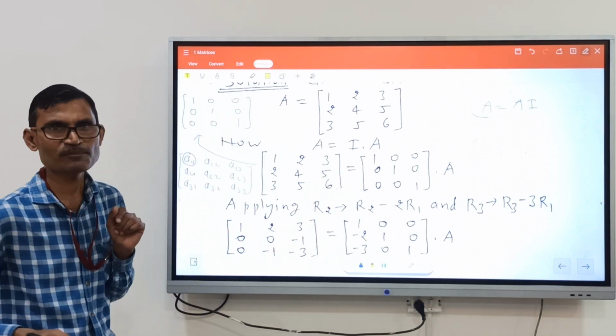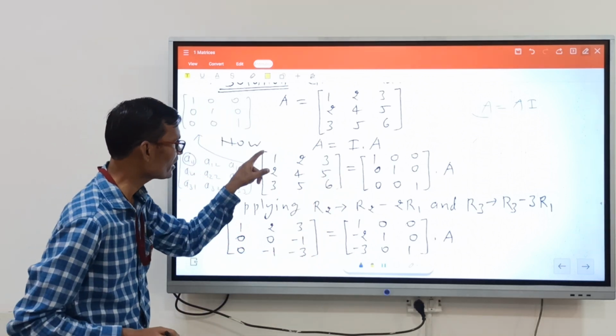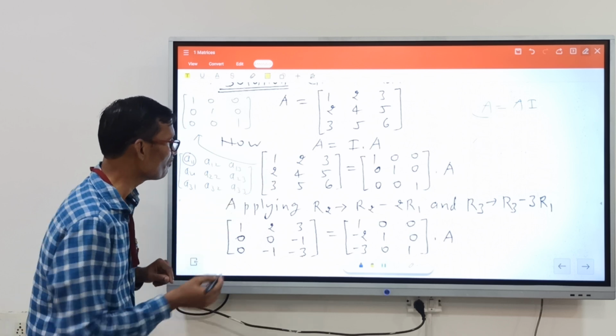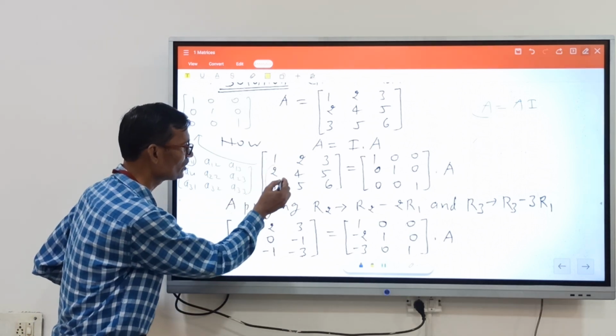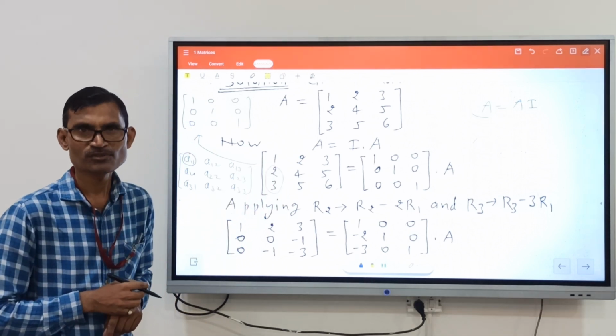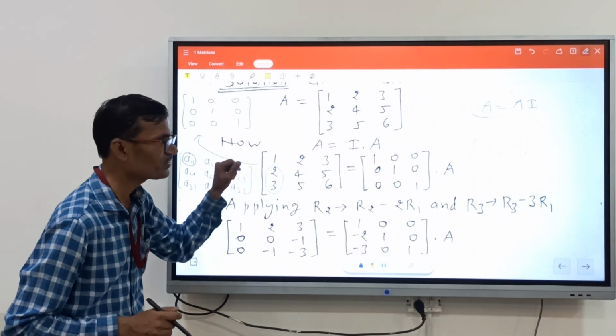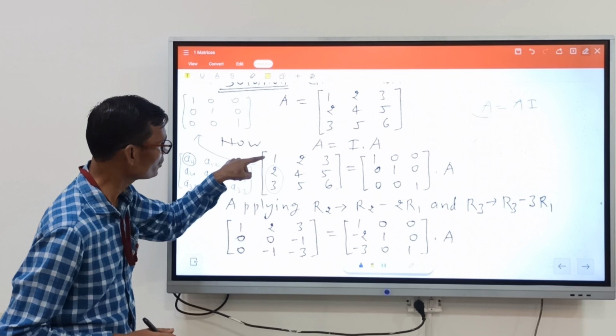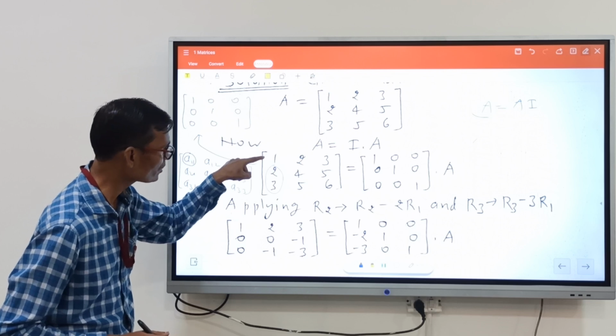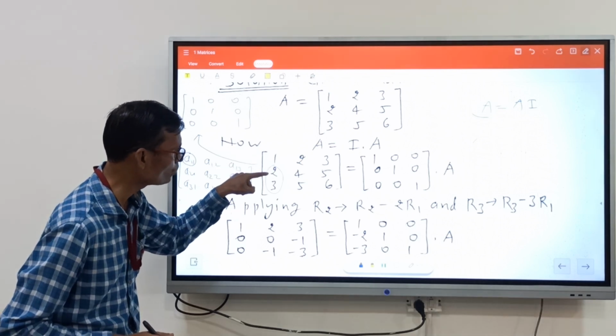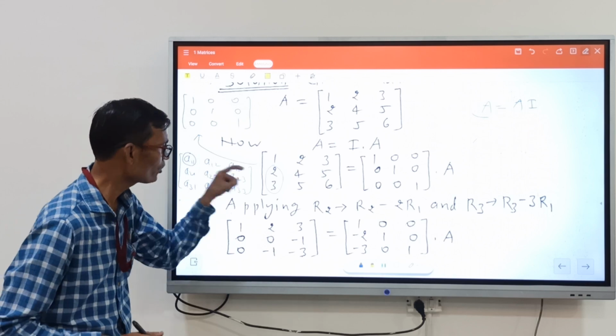Now the second step is what we will do. After making this diagonal element 1, we will make the other elements 0. And how do we make it 0? By using the first row. With the help of the first row, we are going to make 2 and 3 0.